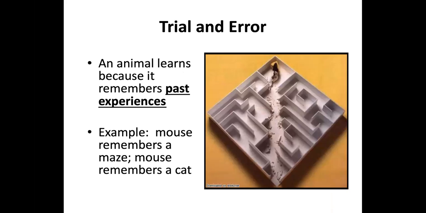Next is trial and error. An animal learns because it remembers past experiences. A mouse remembers a maze. A mouse remembers a cat. So you keep trying until you get it.